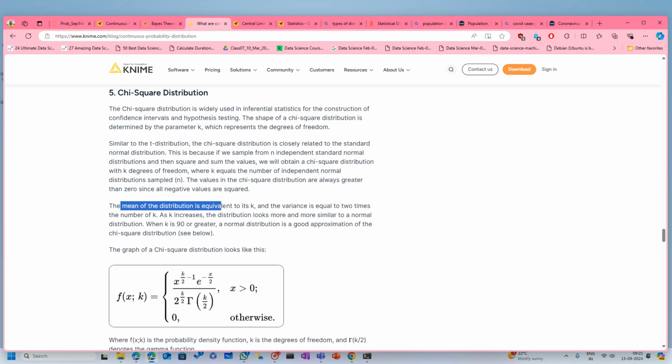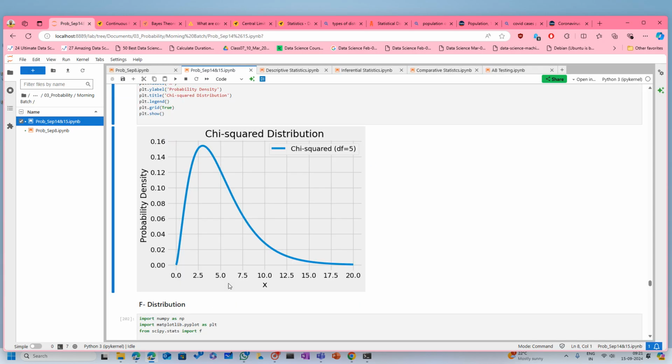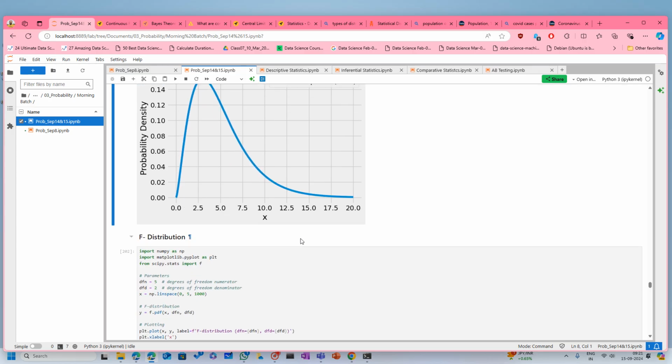Here the mean of the distribution is k, and variance is equal to 2 times the k value. Variance will always be twice that of mean. That much you remember, that is more than sufficient for you. Here, if you notice the center point, the upper point, it is somewhere at 2.7 or 2.6. And if you calculate the entire variance for this, it will be more than twice that particular mean value.